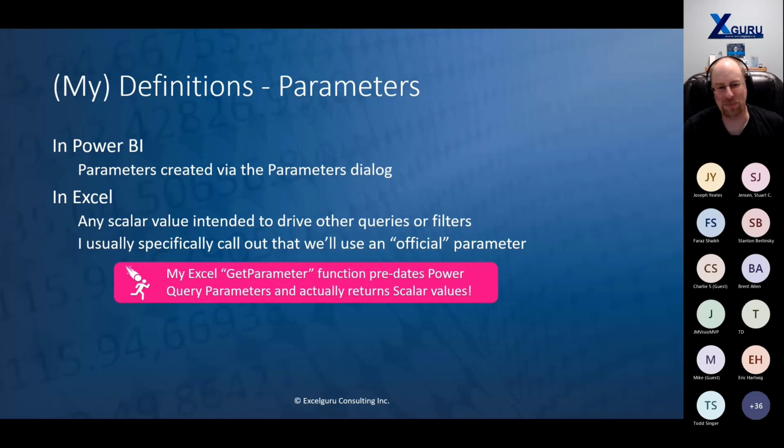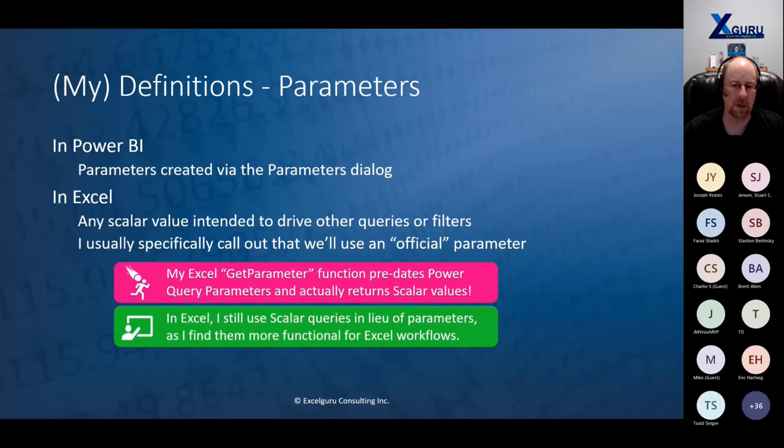Now, in Excel, I still use scalar queries in lieu of parameters in many, if not most, scenarios. The reason is that I actually find them much more functional for driving my scenarios in Excel. To me, parameters are one of those instances where, when you look at Power Query, it seems that everything in Power Query gets built for Power BI first and then eventually makes its way to Excel. Parameters in particular are one of those features where I really feel that they were built very well for Power BI and they work really well in Power BI. But for Excel, they were kind of tacked on and they don't really do what we need them to do in Excel for Excel solutions.